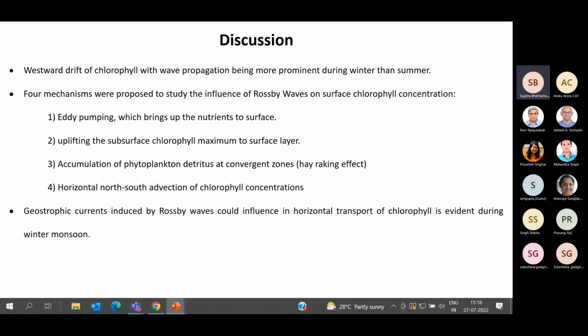But I haven't explained how eddy pumping works here. They have explained this more, and I didn't get what they're saying. That's why I didn't put it in the slide.